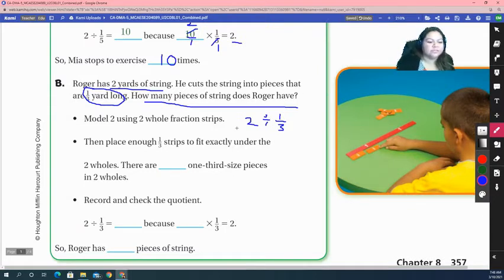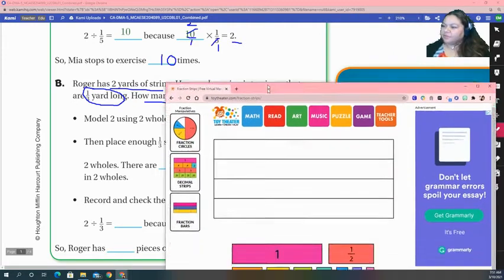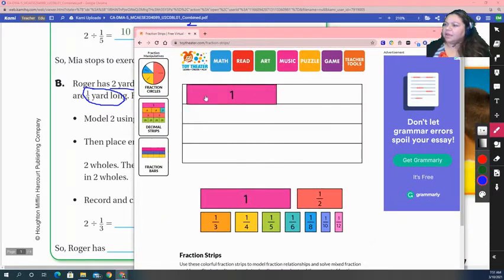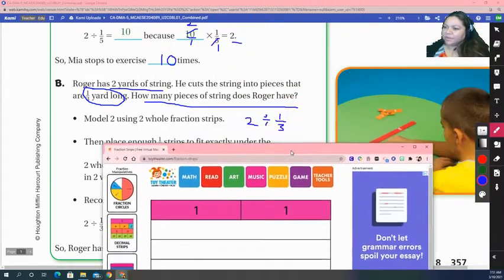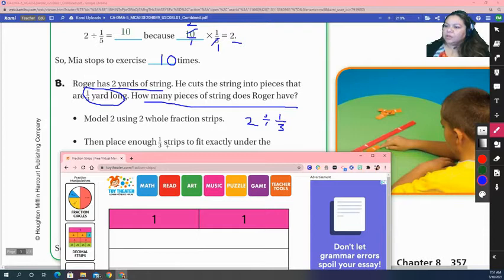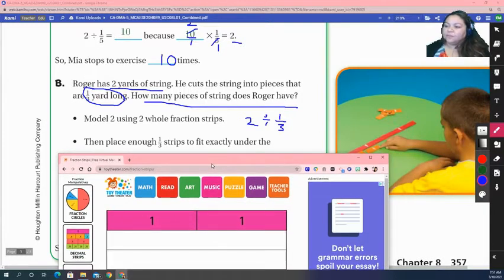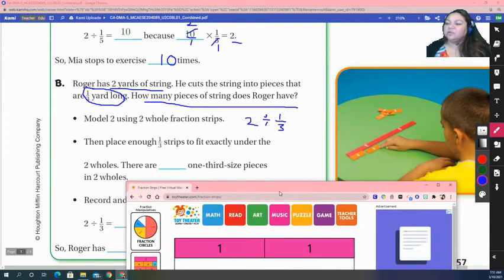So we're going to model this using the fraction strips. Okay, so here are our fraction strips, and I'm going to model 2. Luckily, with Toy Theater, I can do this one because it's only 2. But I probably would have to use another number pieces or another 2 if I go bigger than 2. So here we have 2. We're going to model 2 using 2 whole fraction strips. Now we're going to place enough 1/3 strips to fit exactly on the 2 wholes.